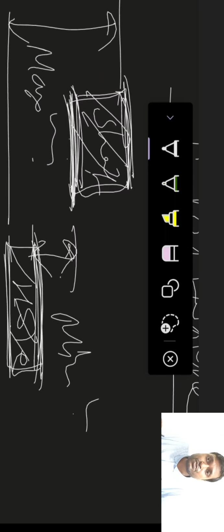So we have understood the minimum clearance, maximum clearance, minimum interference, and maximum interference.